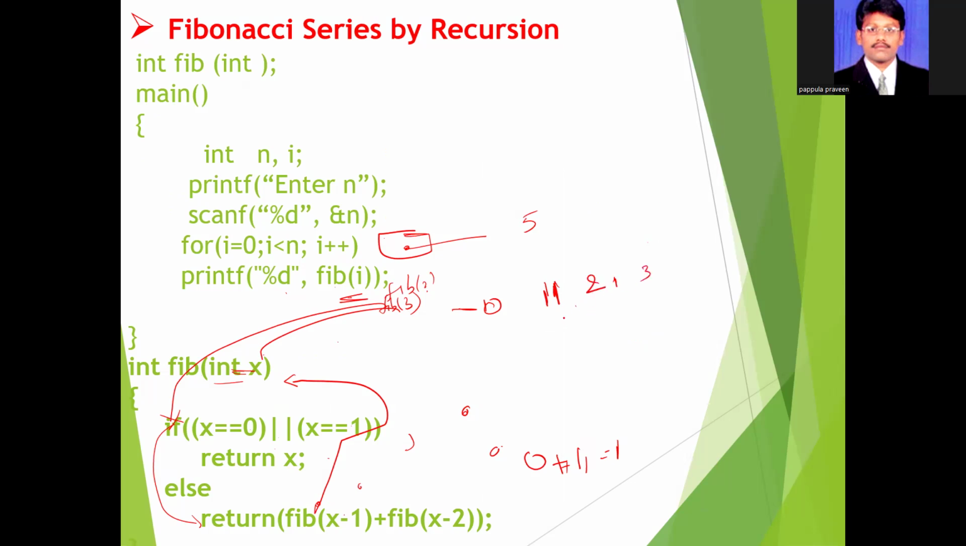Okay, next to 3. We have to add the previous term. 1 plus 1, we return 2. 1 plus 2, we return 3. 2 plus 3, we return 5. Right, that's it. Now, i value equal to 4, i value equal to 5. Then we will get this outcome. This is about the Fibonacci series by using recursion.